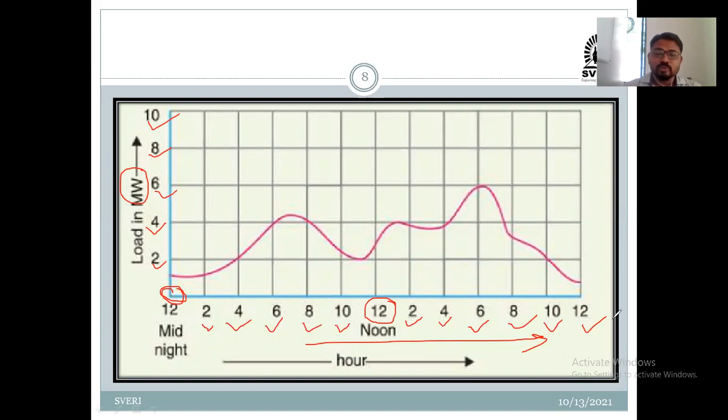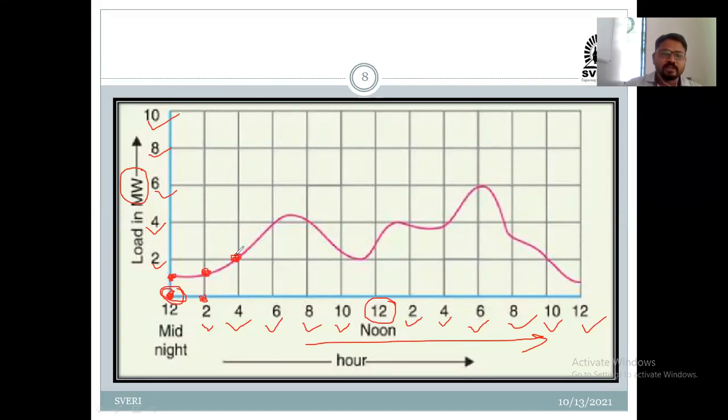Now what we have to do is plot the load curve. So I am going to go for the 12 midnight, and at that time I will check what load has been connected. So suppose it is 1.5 megawatt. So I have plotted here 1.5 megawatt. Then I go for 2 a.m. Then I see how much load is connected. Suppose 1.7, I have plotted here. Then at 4 a.m. I went and I see how much load is connected, which is 2 megawatt.